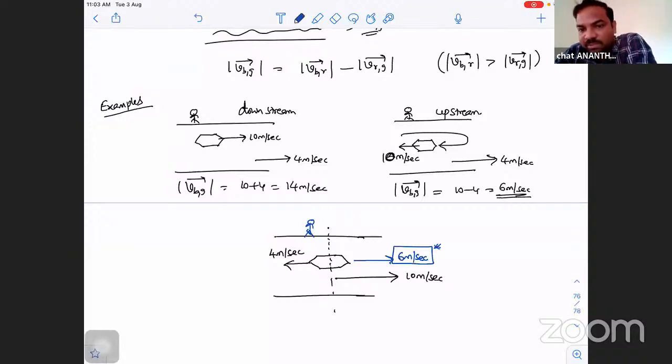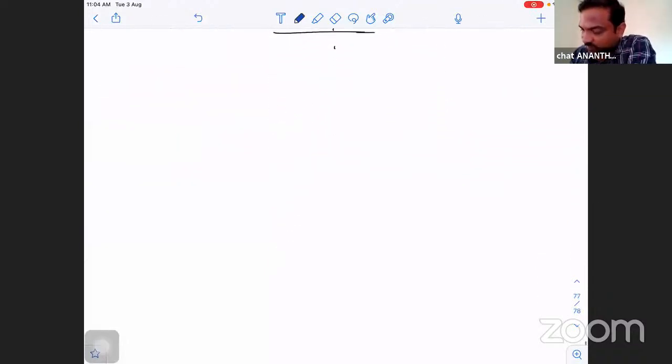Because river velocity is very more compared to boat speed. Properly understood? Okay. So this is upstream and downstream motion. So let us go now with across.